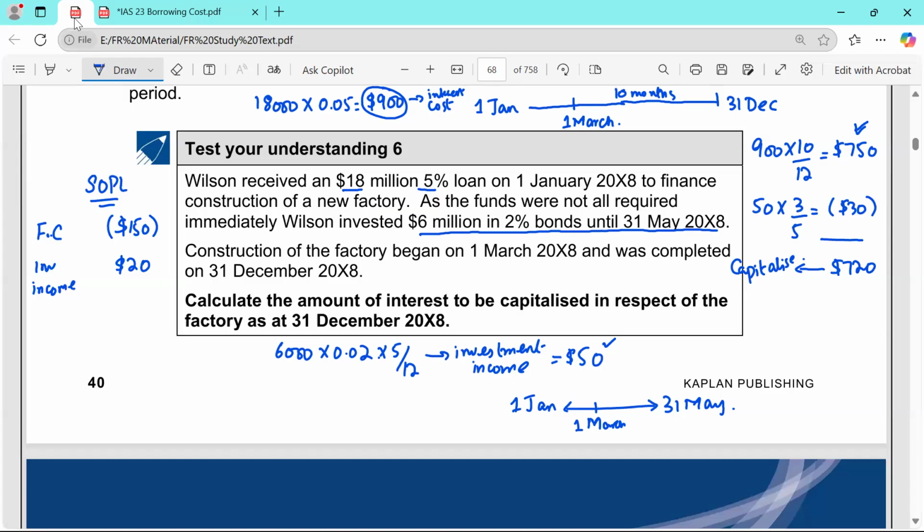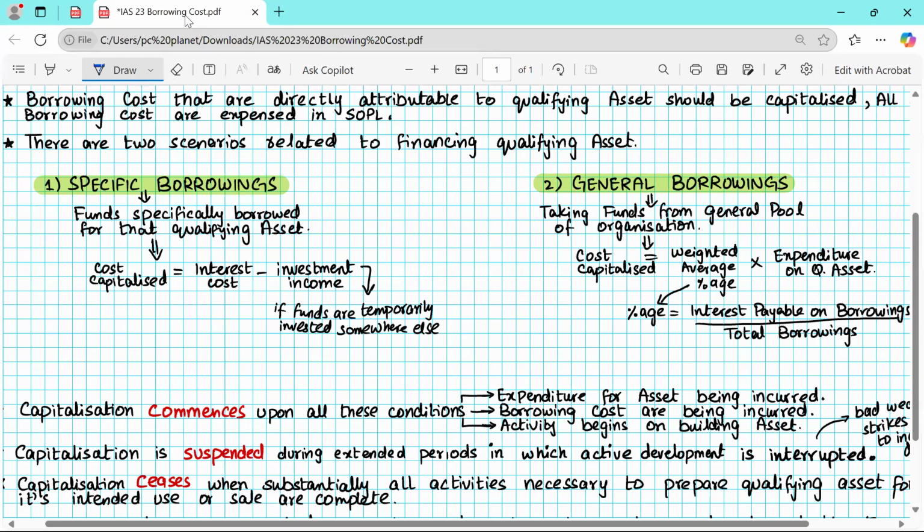Any question you want to ask, you can ask. Okay. So now, if there are specific borrowings, which means that the funds are specifically borrowed for that qualifying asset, in that case, the cost capitalized is the interest cost that is directly attributable to the qualifying asset. But if out of those specific borrowings, you use some and invest them somewhere else, and you get income from that, then you have to deduct the income that corresponds with the construction period, or you can also say the directly attributable investment income, while calculating the cost capitalized.